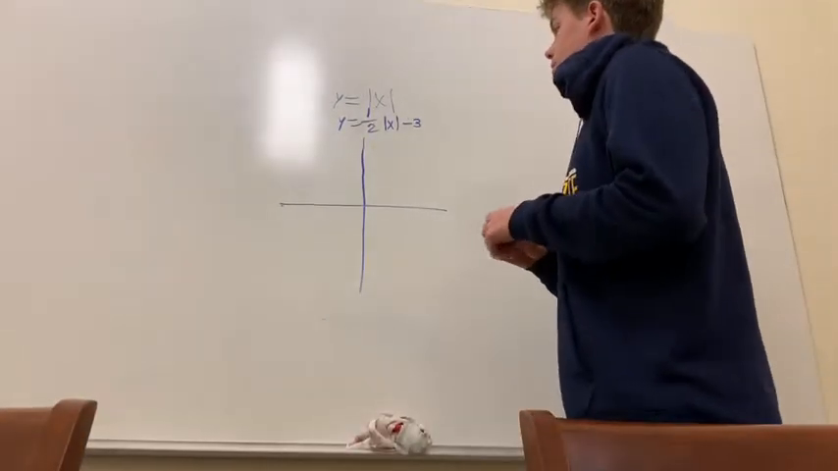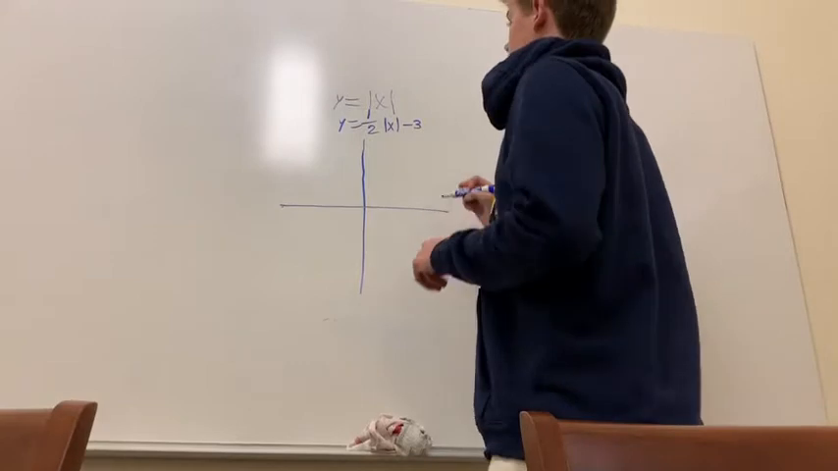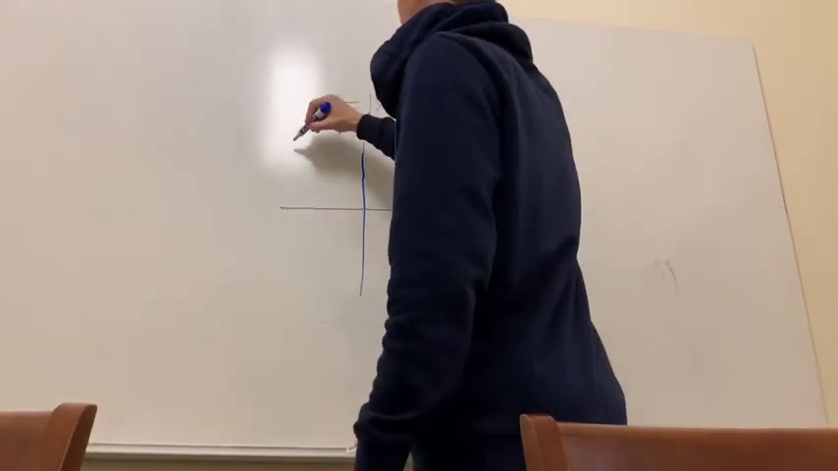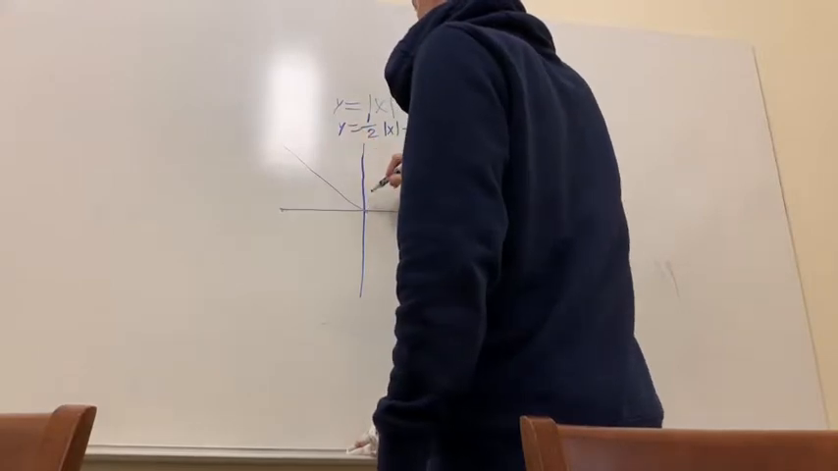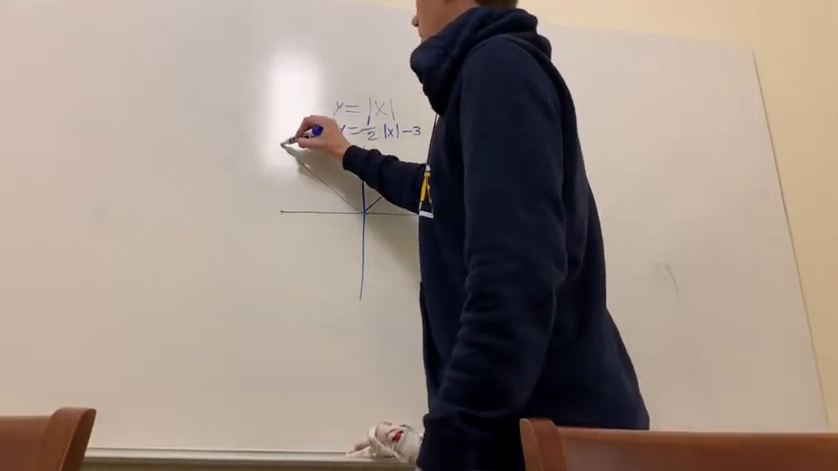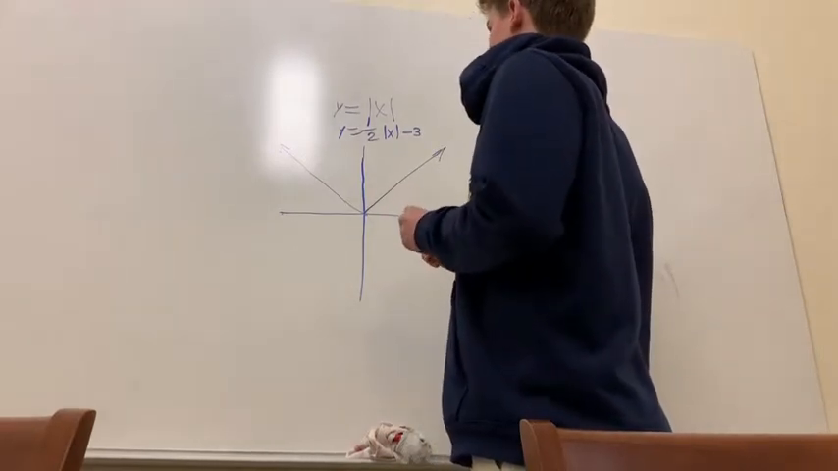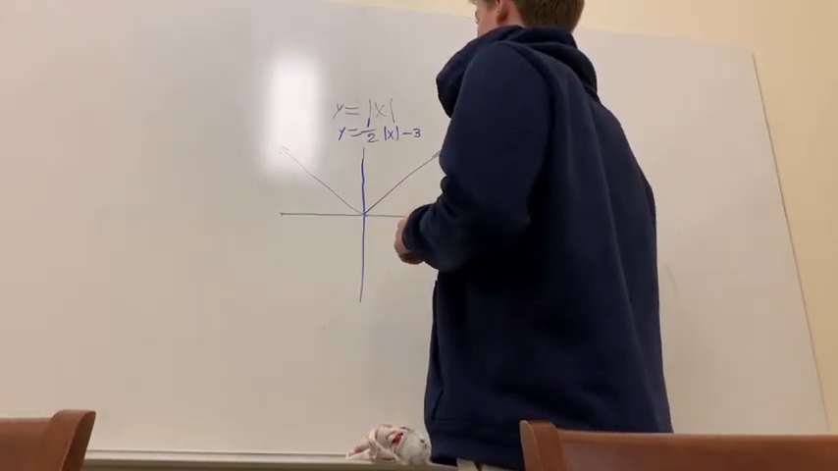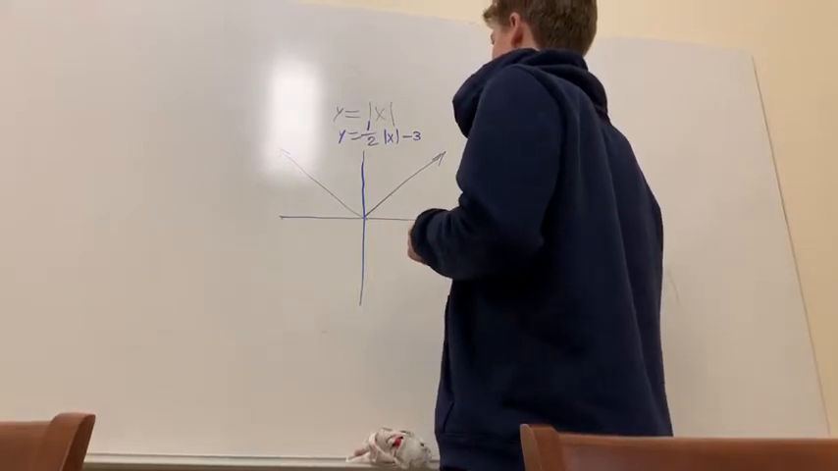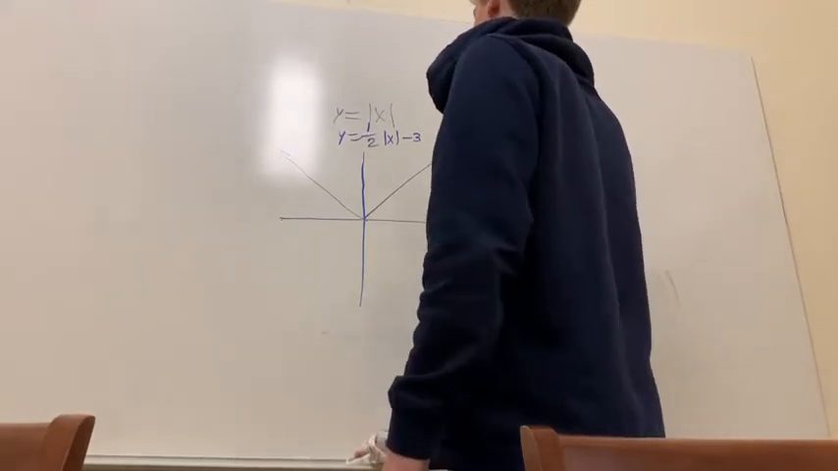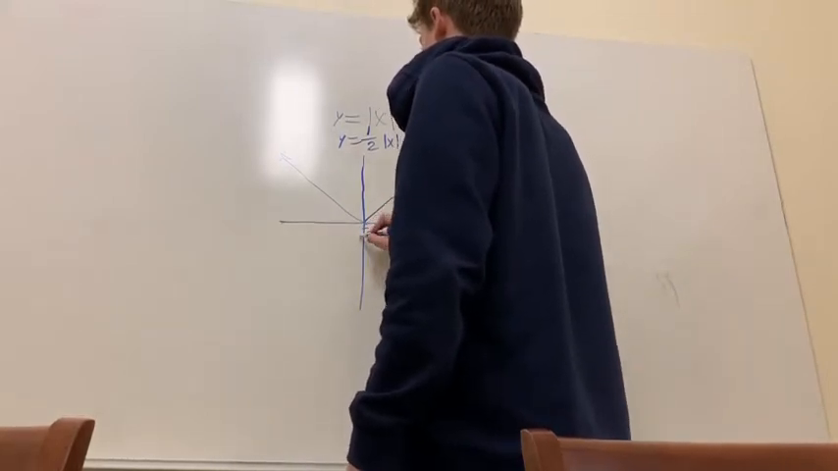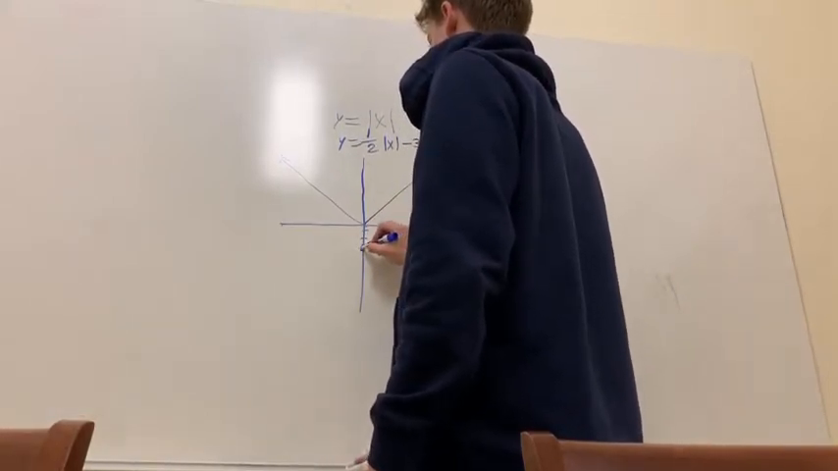Okay, so for this one, first we'd want to graph the parent function, which is y equals the absolute value of x. So that would just be a V-shaped line, just like that. Because it's the absolute value. And then for the other function, it'd be y equals half the absolute value of x minus 3. So you automatically know that you go down 3 on the y-axis. So you'd put a point there.